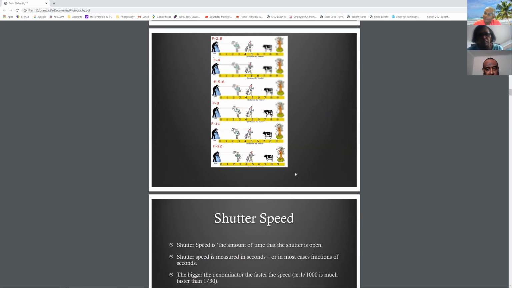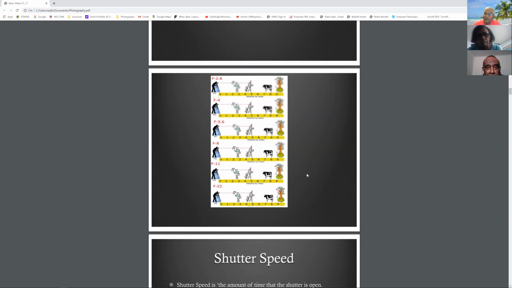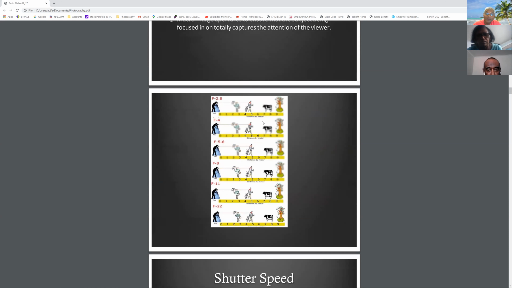Clive, look at the very first one, f2.8 and f4. The lady is not clearly seen. Right. So I thought that when you're at a lower number, they should be more clear.